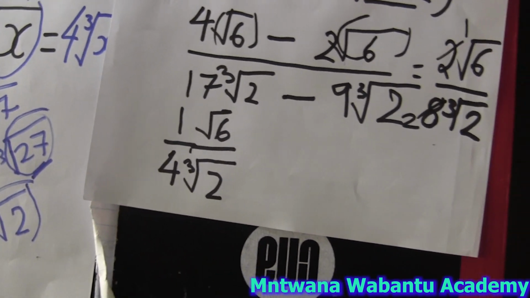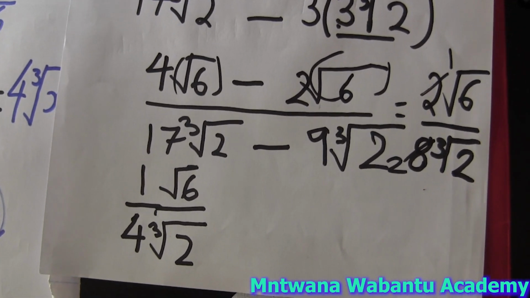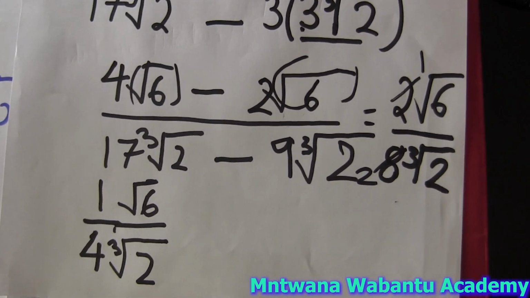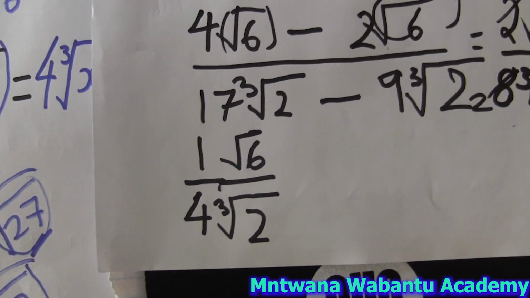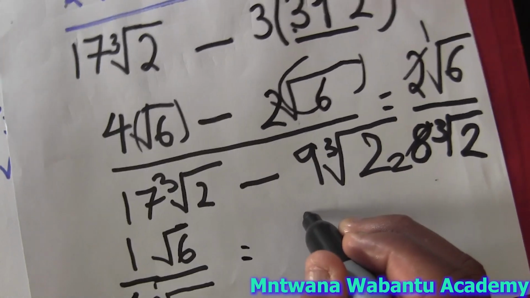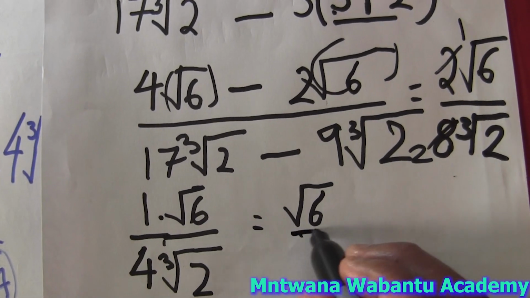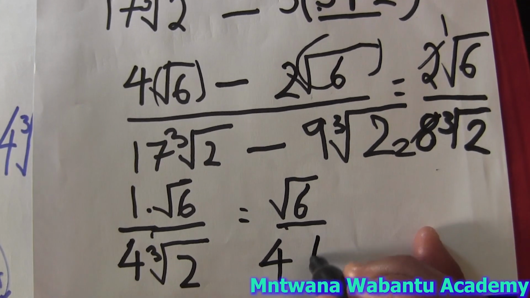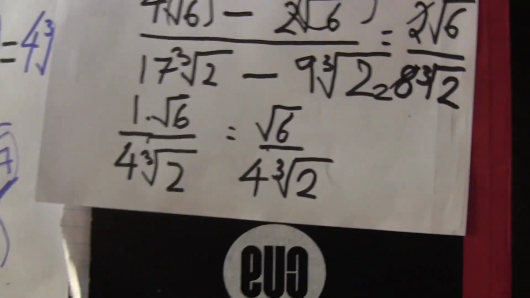You know what I'm saying? So that's going to be our final answer. In our final answer, so now we go to the option, but 1 times square root of 6 equal to square root of 6. Because 1 times anything, it does not change. Over 4, and then 2 square root of 3. So that's our final answer.